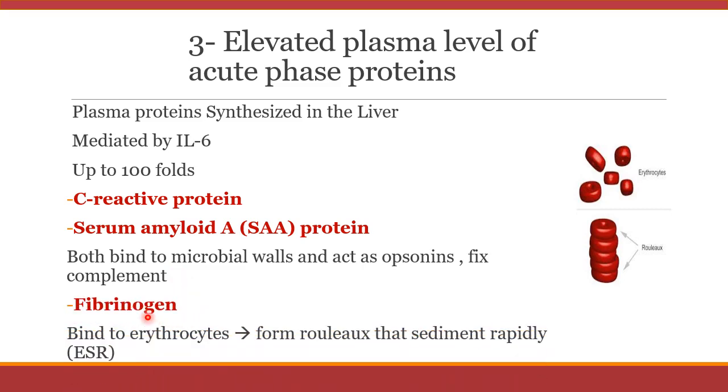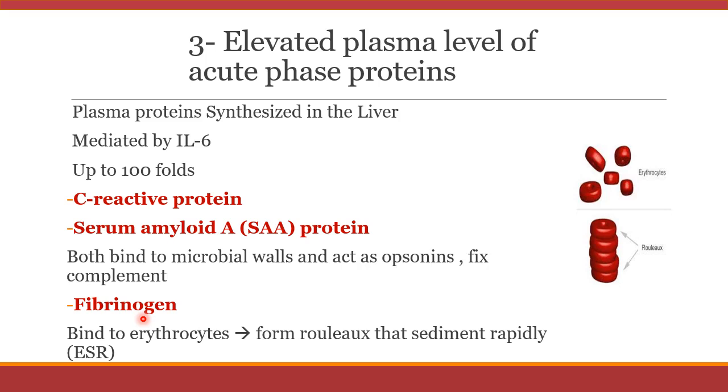The third one of the acute phase proteins is fibrinogen, and we mentioned fibrinogen before and its vital role in inflammation when it transforms into fibrin. This fibrin will lead to localization of the inflammation and the inflammatory response, and also it will create a scaffold or support system for the leukocytes to migrate in the tissues.